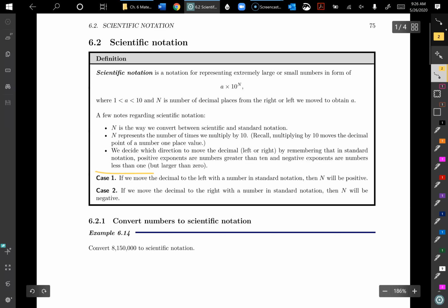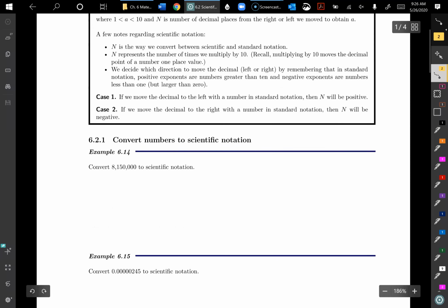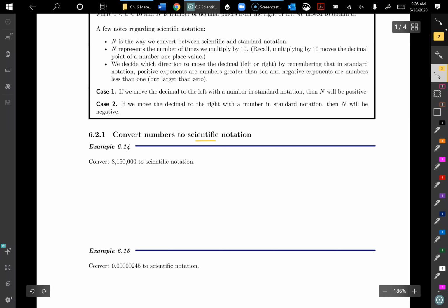So there's all these notes that you should read through. And you've probably read through that in your text, but it's just handy to have here in your workbook too. So case 1 and case 2 we'll look at in the examples. So here we're converting numbers into scientific notation, starting with what we call standard notation, or sometimes people might say expanded, or just like your typical number.